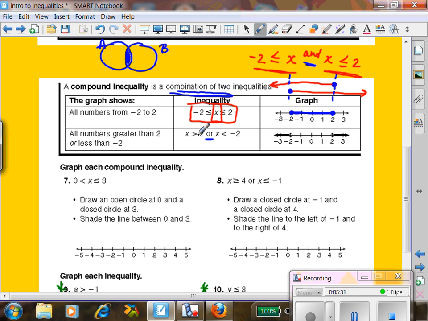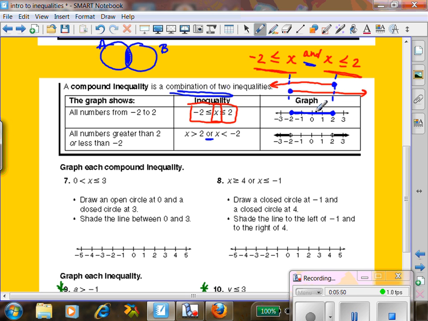So this one would be x greater than 2, so you have an open circle on your 2, and then we want everything bigger than that, so we draw our arrow to the right. This says x is less than negative 2, so open circle again on negative 2, and we want everything to the left.